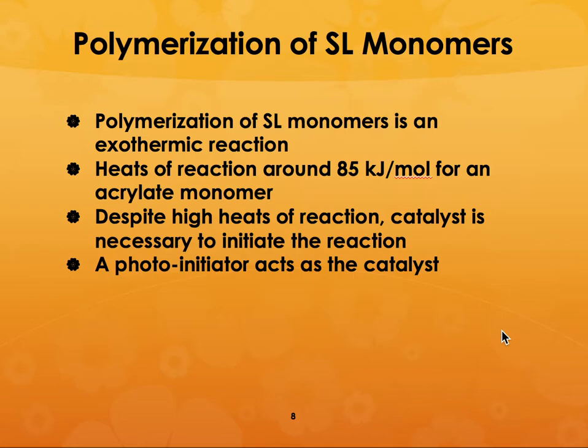Now, one thing to note is that when you polymerize these stereolithography monomers, it is an exothermic reaction, and that heat of reaction can be around 85 kilojoules per mole for an acrylate monomer, but that's different in the case of the epoxy based resin systems. But even in spite of this high heat of reaction, you do need a catalyst to initiate that reaction. And in this case, you have a photoinitiator that can act as the catalyst.